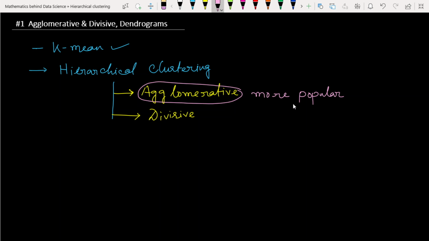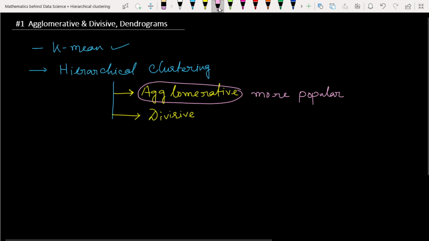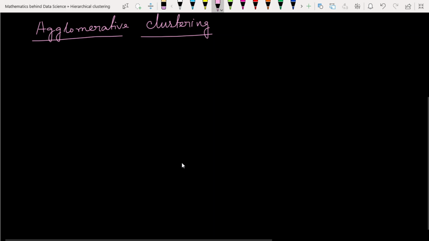Okay. So now let's see what this agglomerative clustering is. Let's try to understand these things step by step, through an example.